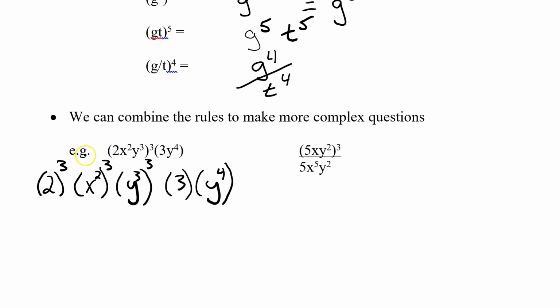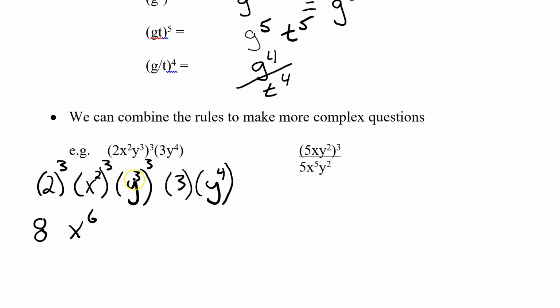Well, 2 to the 3rd. What's 2 times 2 times 2, which is actually 8. Now I've got x squared to the 3rd. I've got a power to a power here, so I'm going to be multiplying. 2 times 3 is 6. x to the 6.